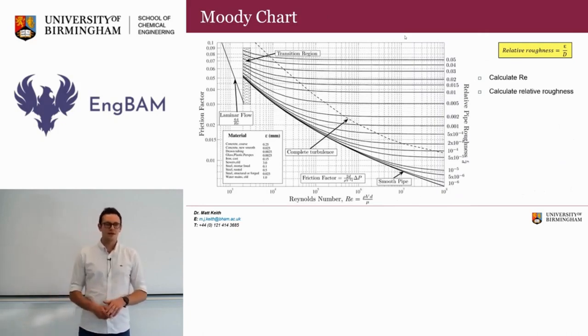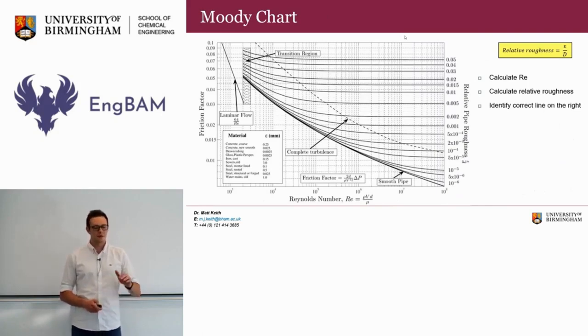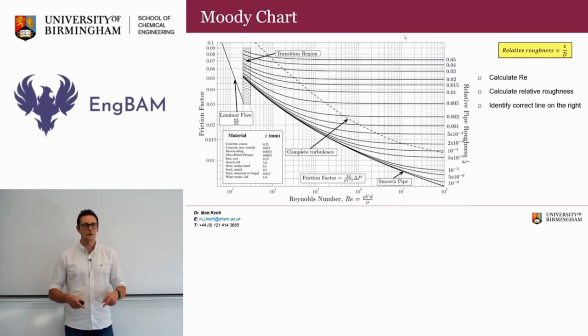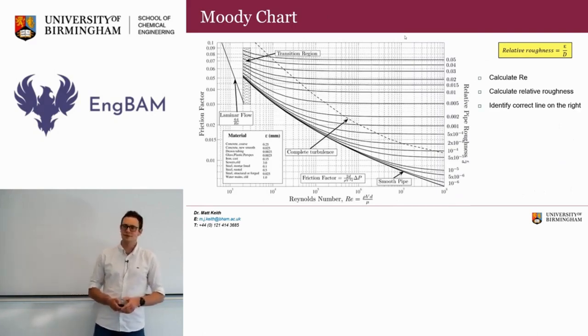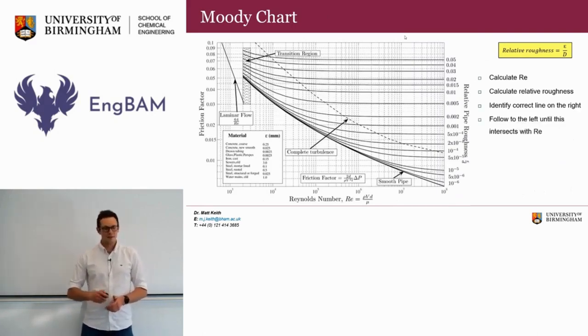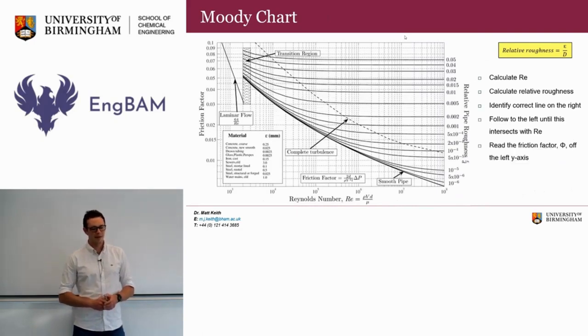We then calculate our relative roughness. We then identify the correct line on the right-hand side, which corresponds to that relative roughness. And then we follow that line along the curve, because they do curve towards lower Reynolds numbers, until it reaches the point that intersects with the Reynolds number that we've calculated. And then we read off the friction factor phi on the left-hand y-axis.